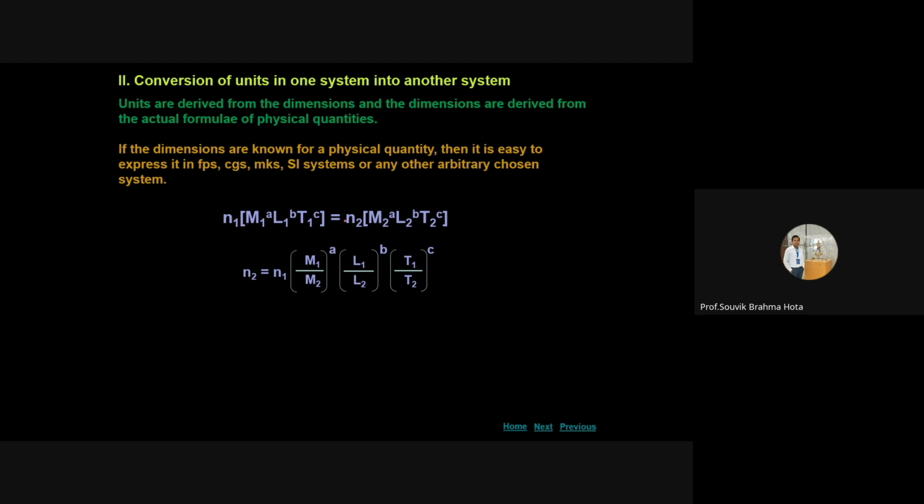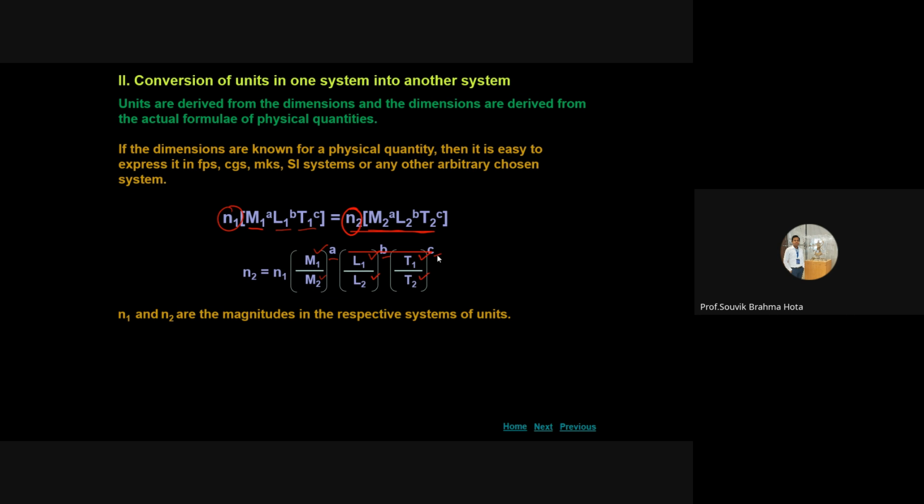If you do N2 by N1, or you can do one thing, you just make N2 the subject. So N1, with the N1, what are the things there? M1 raised to the power a, L1 raised to the power b, T1 raised to the power c. So you divide with this. So (M1 by M2) whole raised to the power a, (L1 by L2) whole raised to the power b, (T1 by T2) whole raised to the power c. That is equal to your N2.